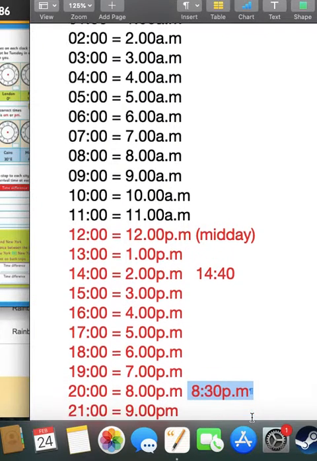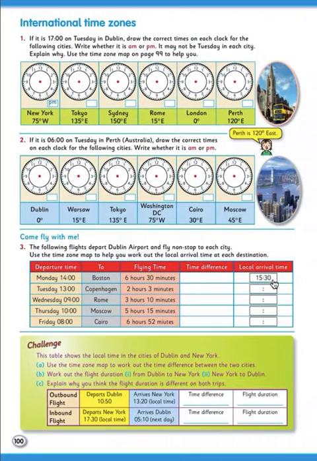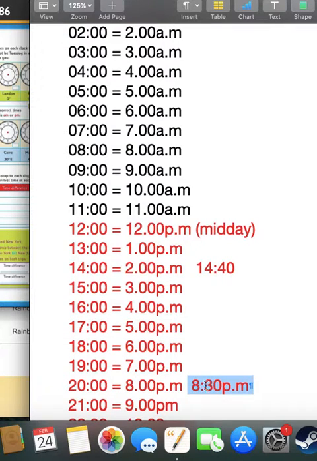All right, I've worked that out. It should be 8:30 Dublin time. They've said that the local time is 15:30. So the difference between 15:30 and, sorry, 20:30, because it was the digital time here. The difference between 20:30, take away, they said in Boston it should be 15:30, is 5 hours. It should be 5 hours of a difference.